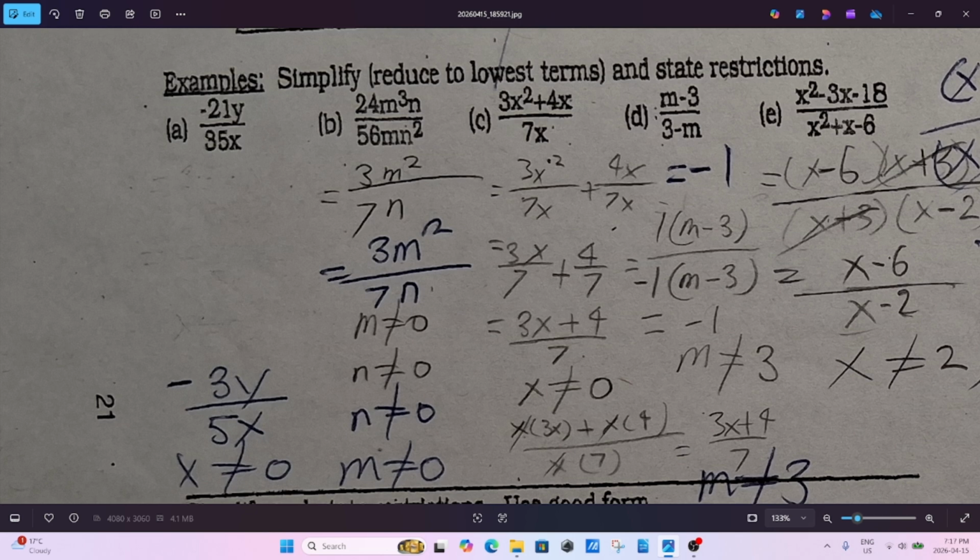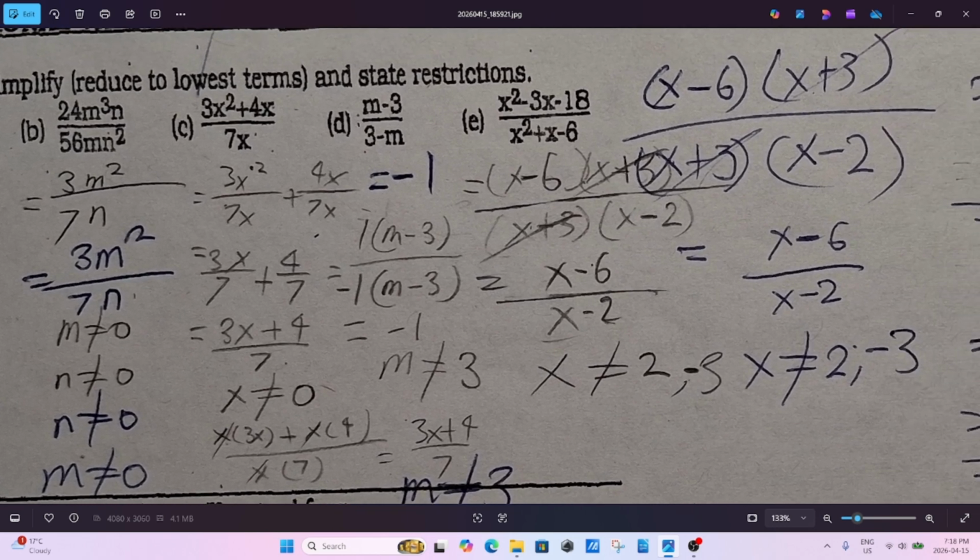So you can get rid of the x on the first term and the x on the second term. And then you can put it back as one fraction. You get 3x plus 4 over 7. Another way to do it is you just factor an x from the top, and then the x will cancel, and then x cannot be 0. Okay.